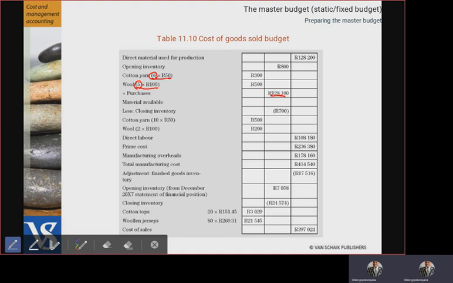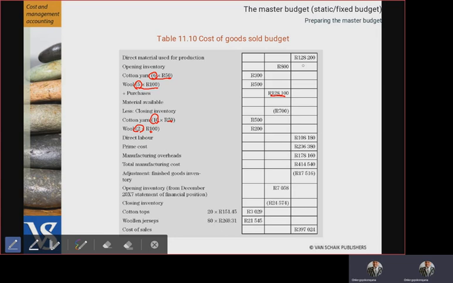Then we minus from this amount the closing inventory. Remember we're still talking about the raw material. For cotton yarn, you're given on page 258 that's 10 kgs and 2 kgs of wool, multiplied again by the cost per kilogram, 50 and 100. It gives you 500 and 200, which adds up to 700. So we minus that: it's 800 plus 128,100 minus 700. So your direct material used for production is 128,200.